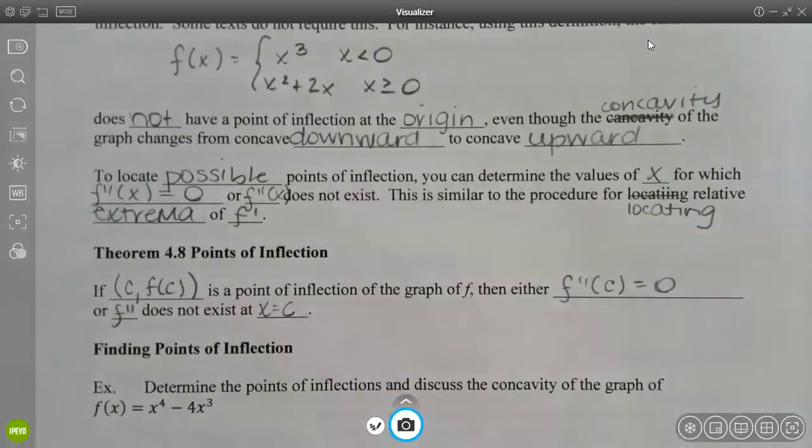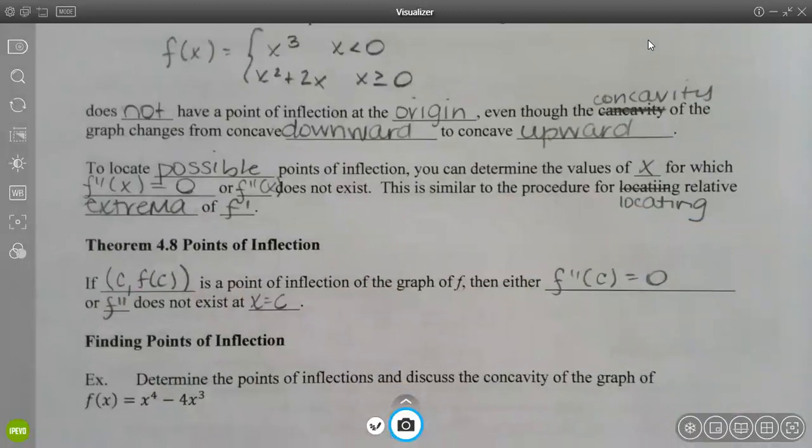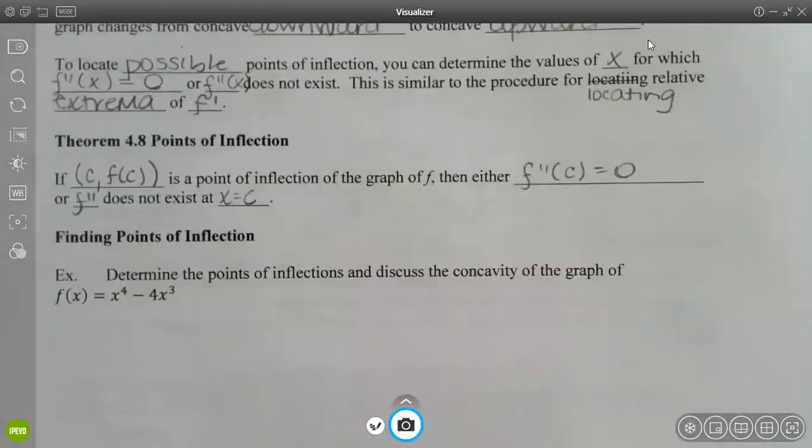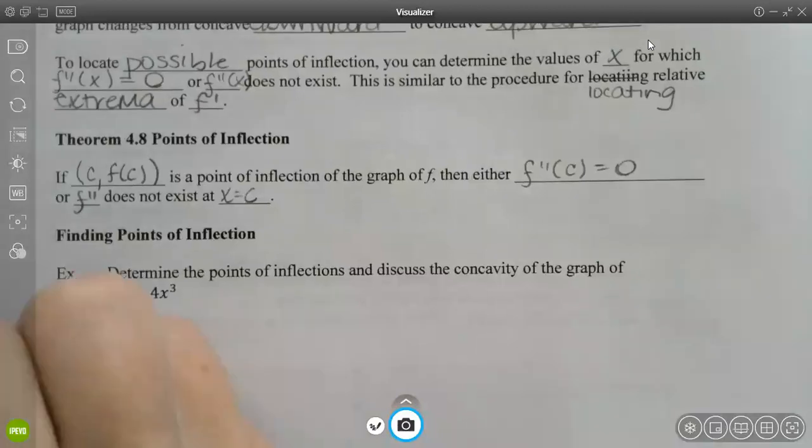All right. Determine the points of inflection and discuss the concavity of the graph of f of x equals x to the fourth minus 4x cubed. So what do I have to do? Find the first derivative. What is the first derivative chart? Tell us. What are we looking for with that? But for what? What does it tell us?